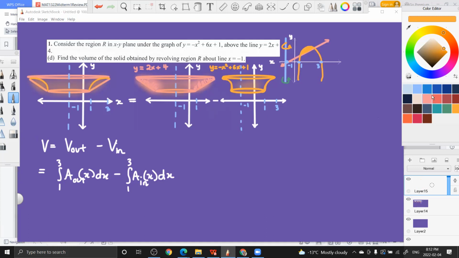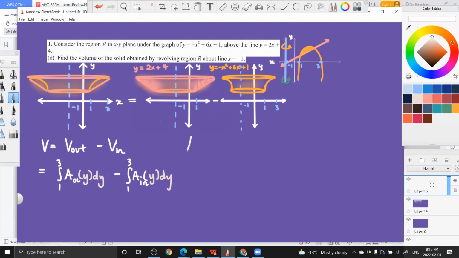The only difference here is that because the cross section is on the y-axis, if we draw a circle, it's on the y-axis, then we have to integrate with respect to y. If the cross section is on the x-axis, then we integrate with respect to x. Since it's on the y-axis, we integrate with respect to y. So this would be A of y dy. That's the trick that you guys need to know.